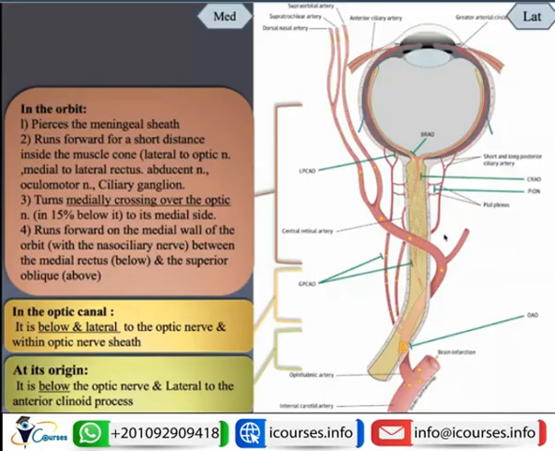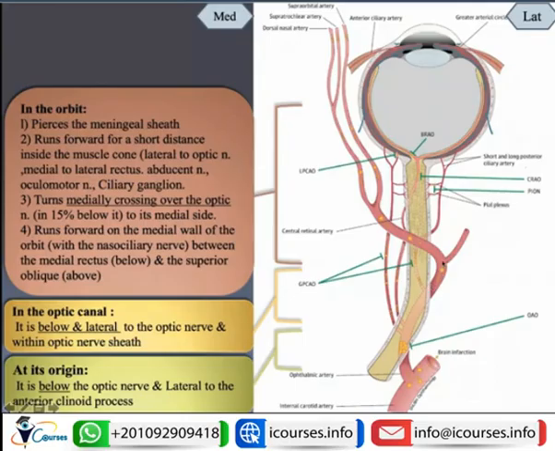run forward for a short distance within the muscle cone, lateral to the optic nerve, and medial to the lateral rectus and abducent nerve and ciliary ganglion. So here will be the lateral rectus, together with the nerve supply to lateral rectus, which is the abducent, and also here will be the oculomotor nerve and ciliary ganglion. All these structures are situated between the optic nerve and lateral rectus or lateral orbital wall.